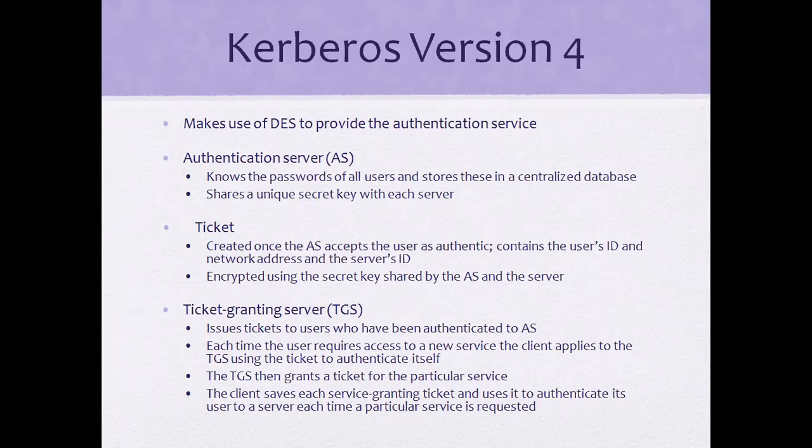Each time the user requires access to a new service, the client applies to the TGS using the ticket to authenticate itself. So each time, it will be verified. Next, the TGS grants a ticket for a particular service. And next, the client saves each service-granting ticket and uses it to authenticate each time a particular service is requested. So now we'll see this in detail.